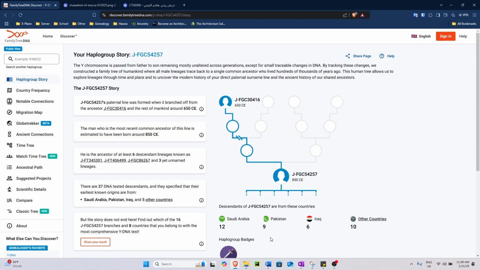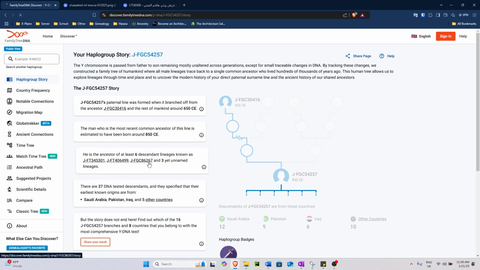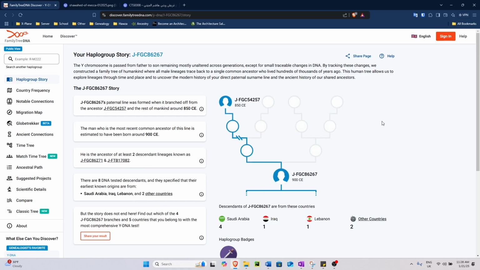So if we begin with FGC 86267, this is found more in Arabia, and here we find a discrepancy in people's claims. People descending from this haplogroup 86267, many of them actually claim Musawi descent from Imam Musa al-Kazim alayhi salam. But why has this mutation been identified as the Zaydi mutation?